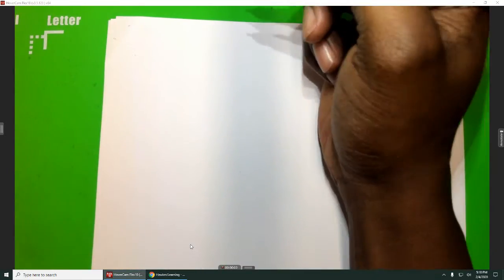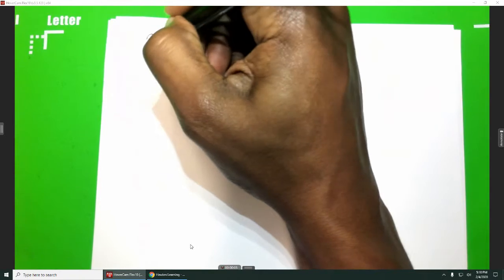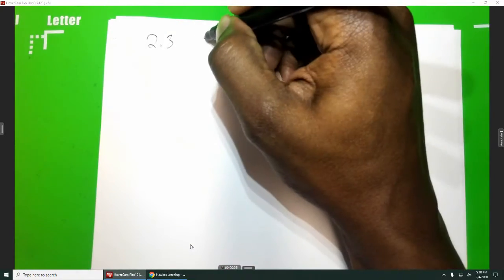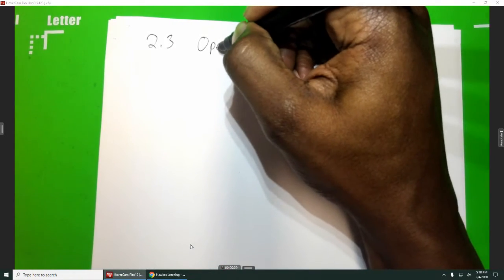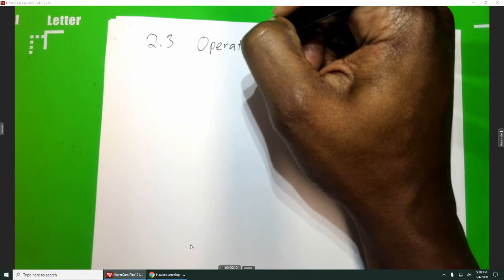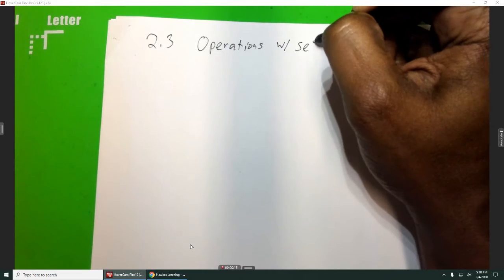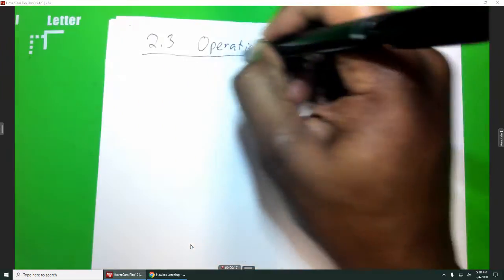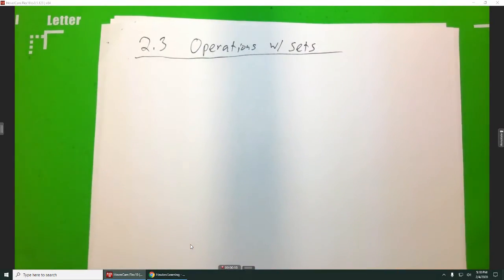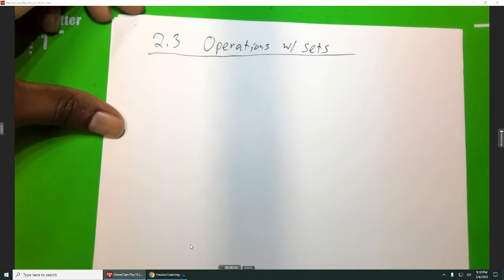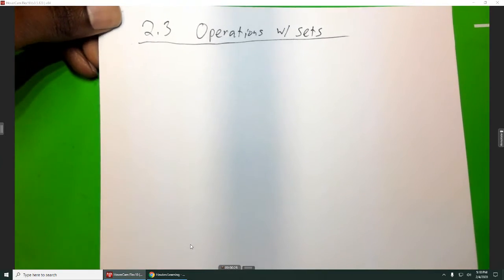Okay, we're going to be going over 2.3, operations with sets. Okay, so I'm going to show you several different illustrations, and then we'll go into examples.